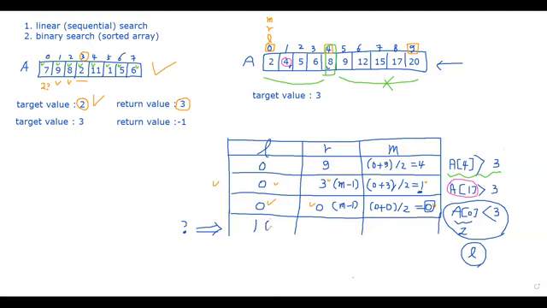Because the left index should be mid plus 1. Okay, the left index should be updated with mid plus 1. Mid is 0, and right stays the same. And look at this one. See, left becomes greater than right. Right? And this is a condition where the loop stops. Do you remember that? The code is like this.